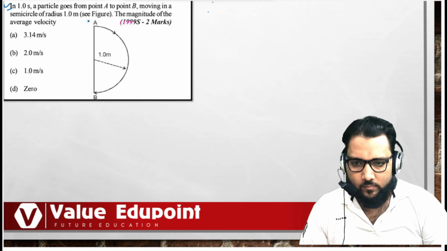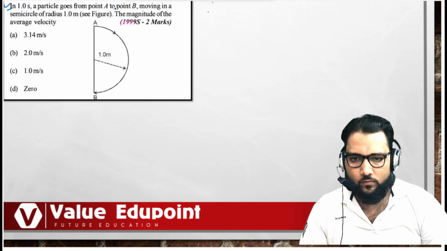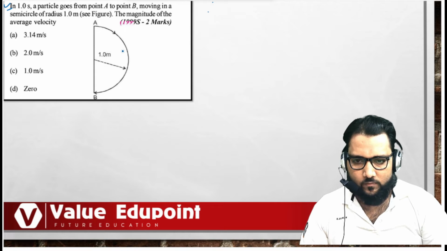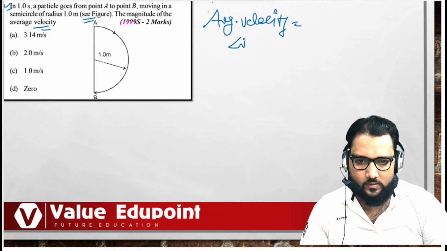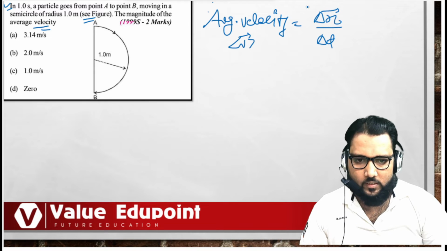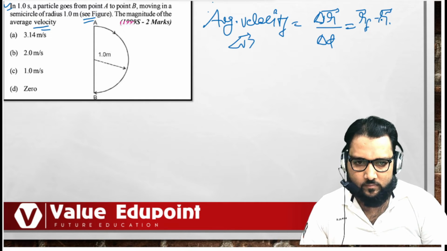The problem says: in 1 second a particle goes from point A to point B, moving along a semicircular path of radius 1 meter, see the figure. Find the magnitude of the average velocity. We know the average velocity is total displacement upon total time. Here delta r will come, that is r final minus r initial.